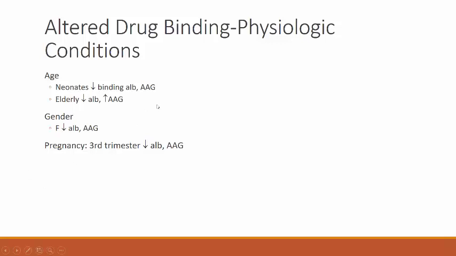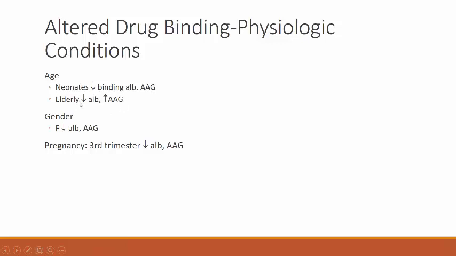Well, I'm going to just go through these. I don't expect you to memorize them or anything, but I want you to be aware of all these things that can affect our binding proteins. So age: neonates will have less binding to albumin or AAG.